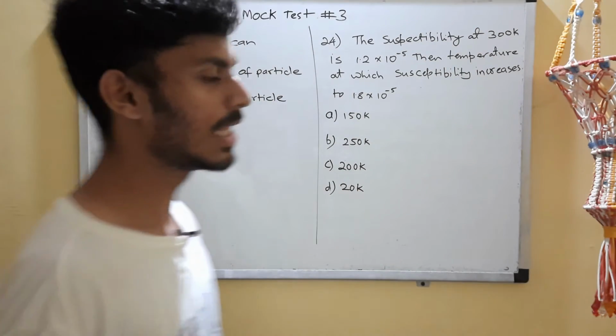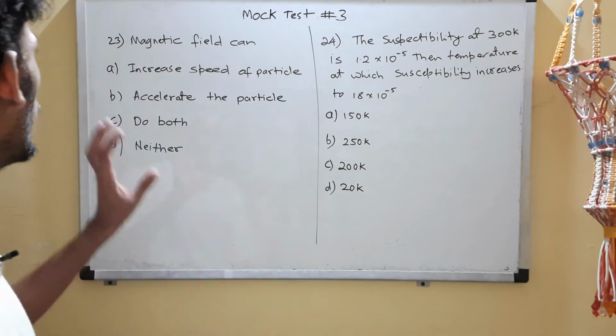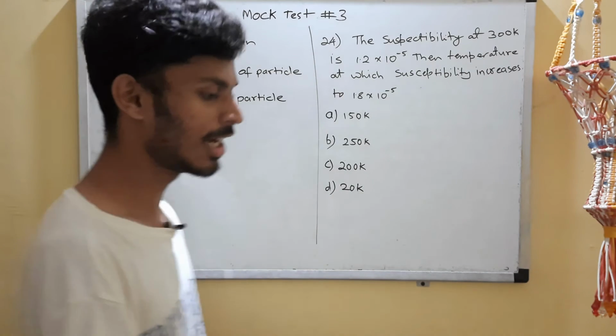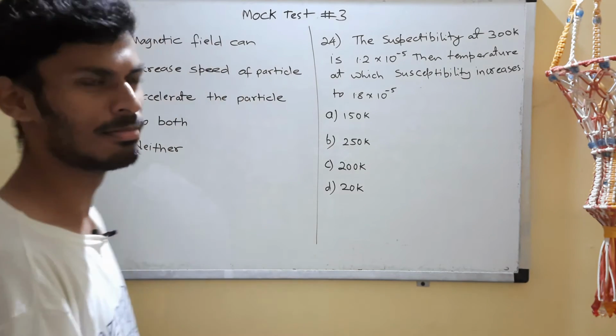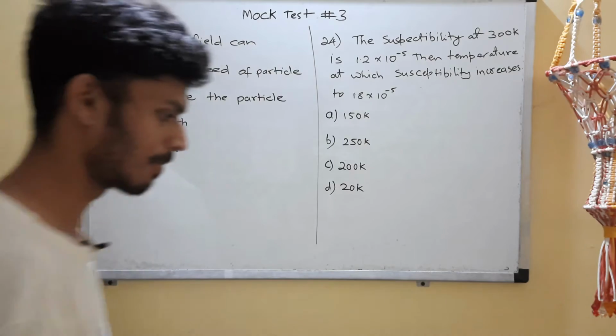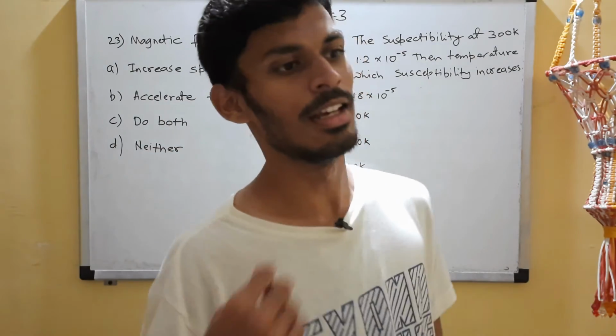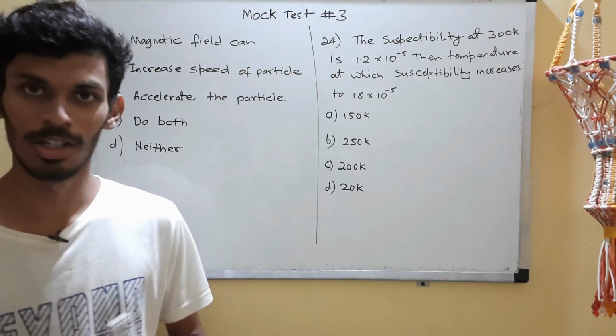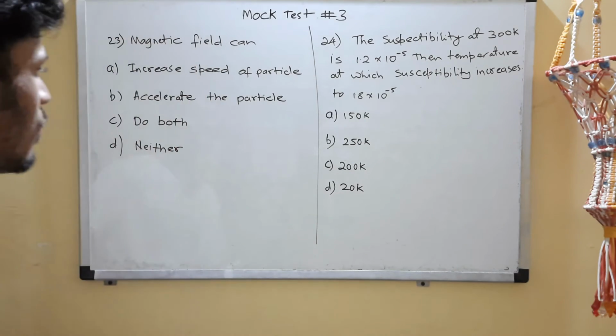So question 23 and 24 over here. In 23 we are asked, what can a magnetic field do? Can it increase the speed of the particle? Can it accelerate the particle, which means the same? Does it do either, both, or neither? Basically your magnetic field can put a moving particle into uniform circular motion. Mind you, it's uniform circular motion.